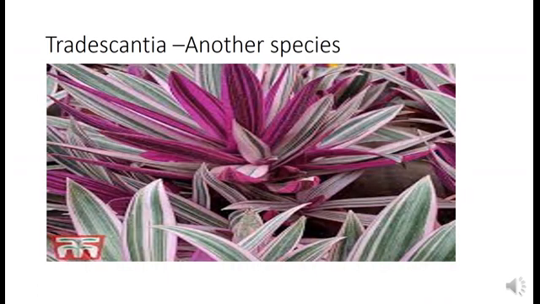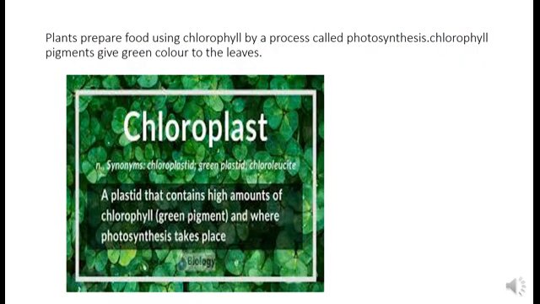And this is another species. Along with chlorophyll, they have some other colored pigment also. So about plastids, I have already explained. A plastid is a cell organelle which is present in the plant. Plants prepare food using chlorophyll by a process called photosynthesis. Chlorophyll pigments give green color to the leaves.